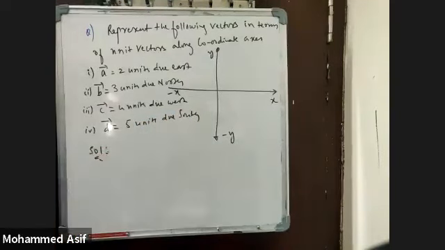How do you write this in unit vectors? Represent the following vectors in terms of unit vectors along the coordinate axis. A bar is equal to 2 units due east.